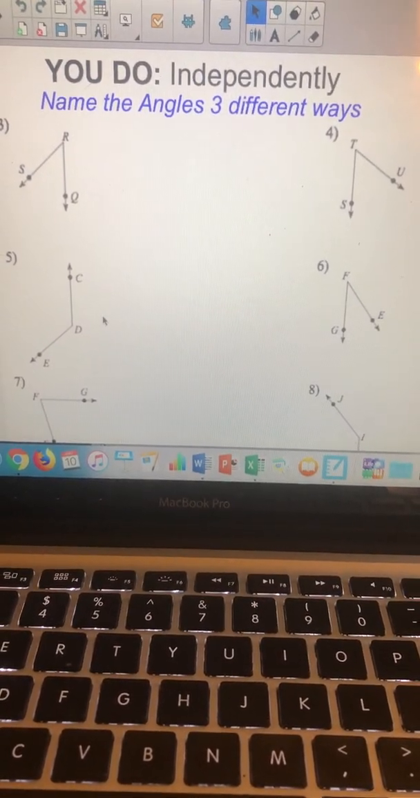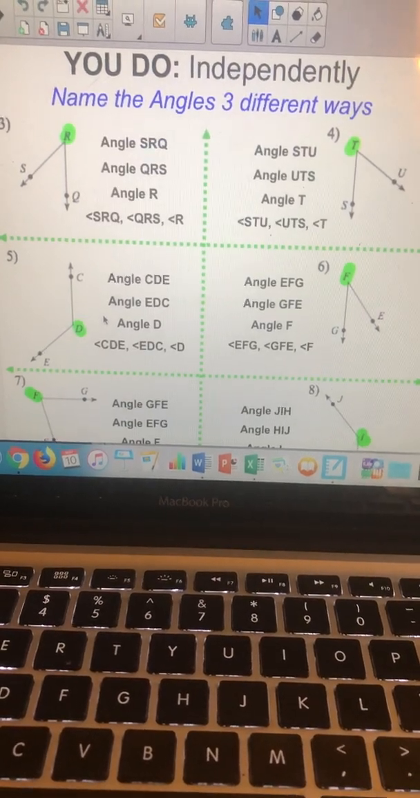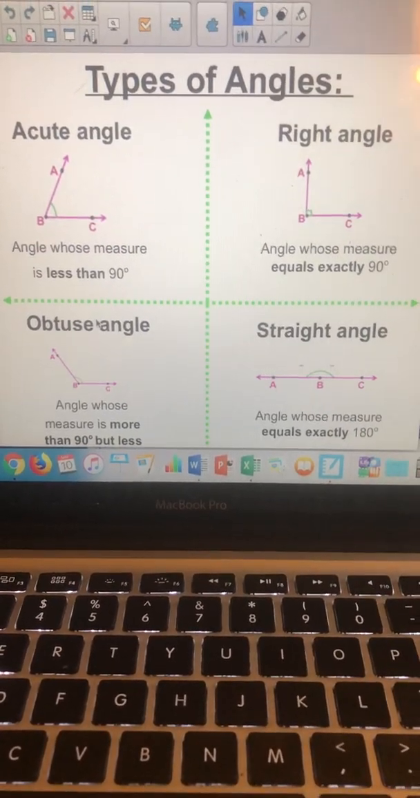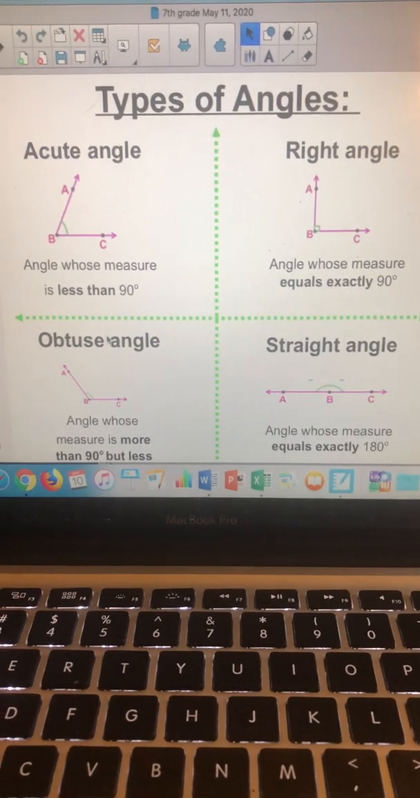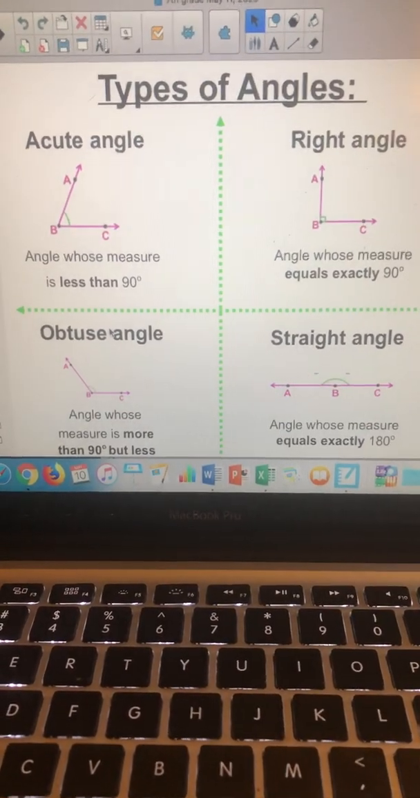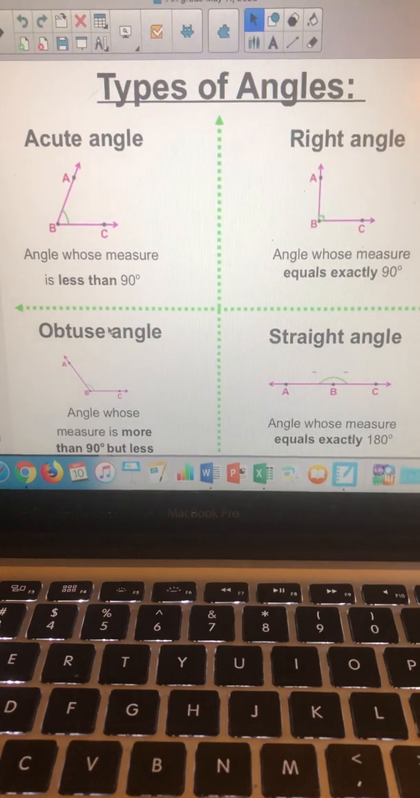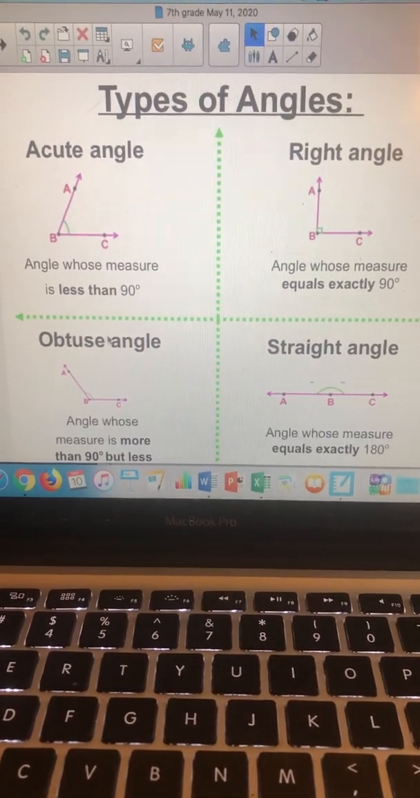There's a few more for you to try on your own. The answers are on the following slide. And then we go over the types of angles. So you guys are probably already familiar with these, but this is just, like I said, an introduction and what you need to know so that we can move forward.